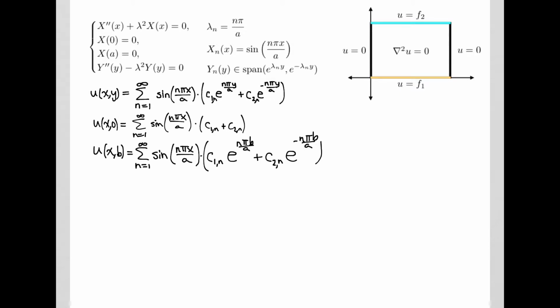So that when I evaluate at b, my exponentials are still there. I have c1n times the exponential e to the n pi b over a, and in the second term c2n I have e to the minus n pi b over a, and these are somehow supposed to match my two boundary functions, right? So I've got the function f1 on the bottom and f2 on the top. My goal is I'll be finding Fourier representations of these functions, right?